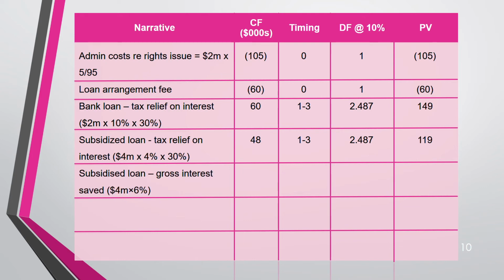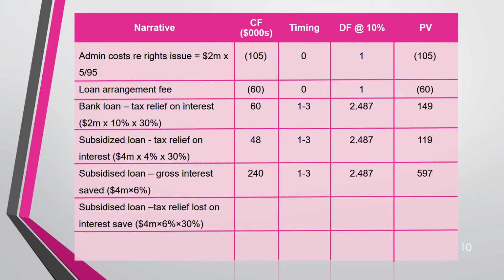Then we have subsidized loan. Remember, because you have a subsidized loan means now you have to pay less interest. So you are saving on the interest. How much? The difference between the actual loan and the subsidized loan. Actual loan is at 10%. Subsidized loan is at 4%. 10 minus 4 is 6%. You are saving 6%. So on that 4 million loan, 6%, 240. But this is also 1 to 3 years. Annuity factor will be same. Multiply annuity factor by cash flow and get it.